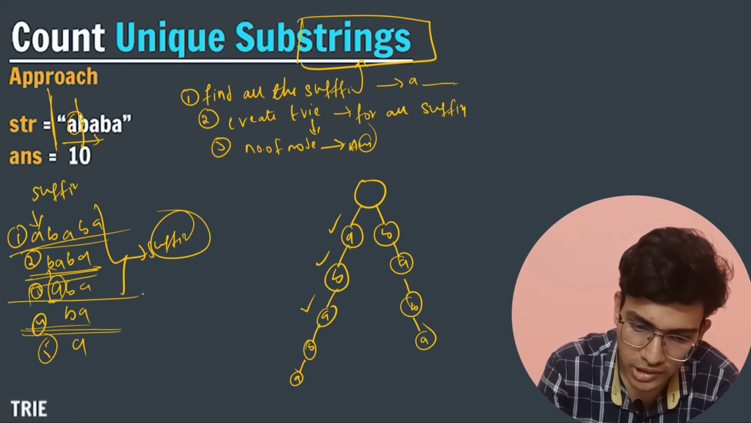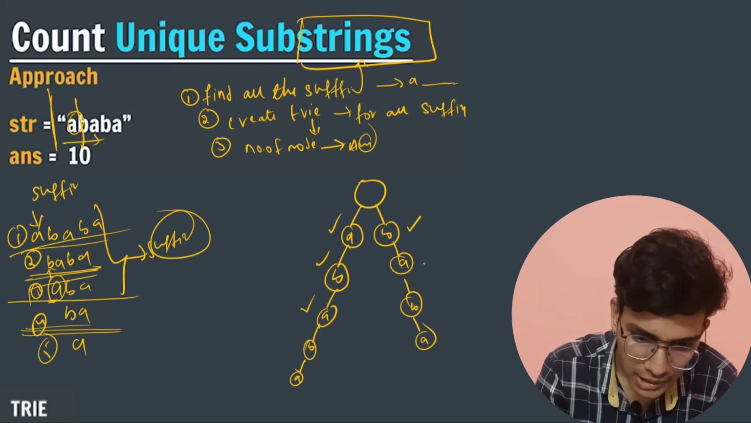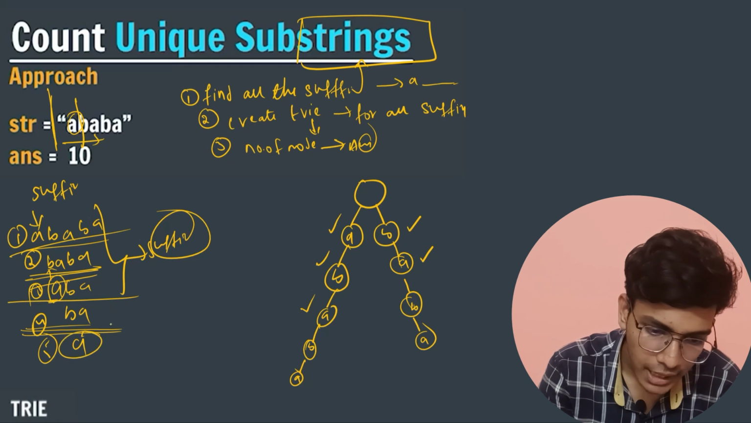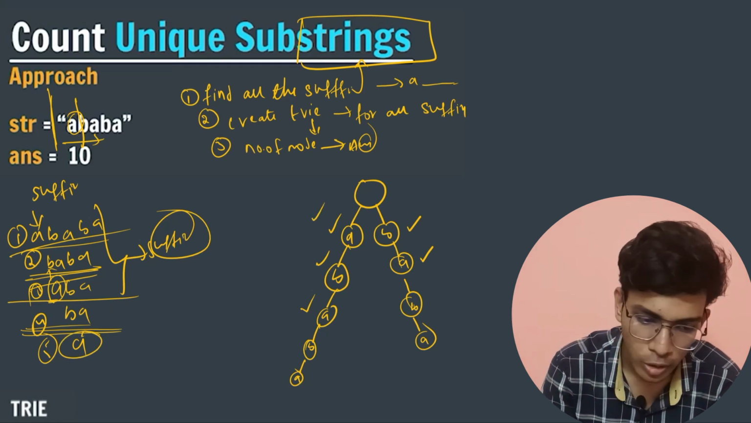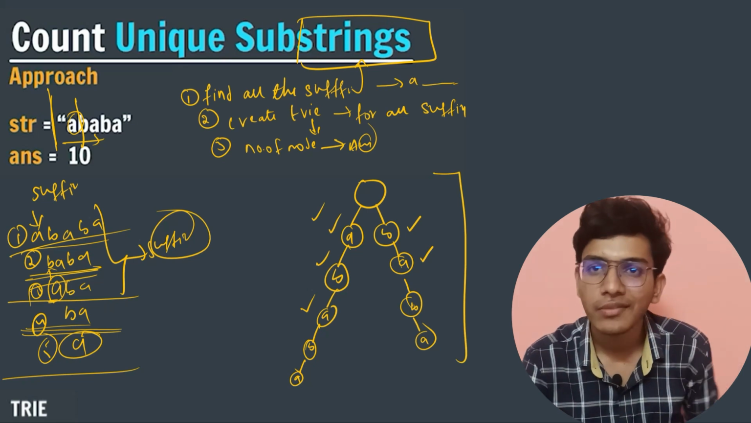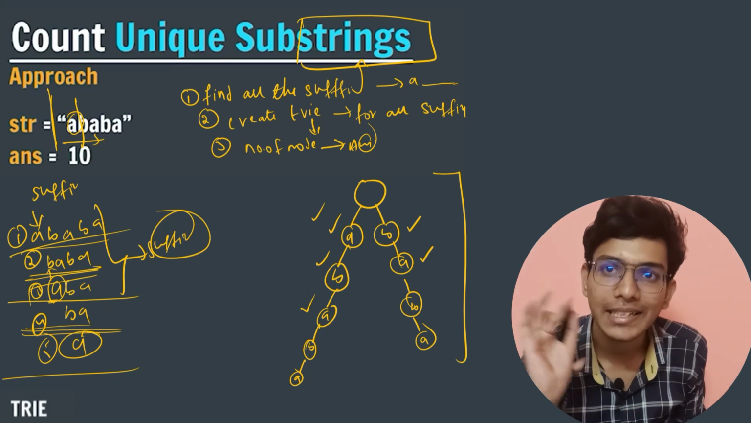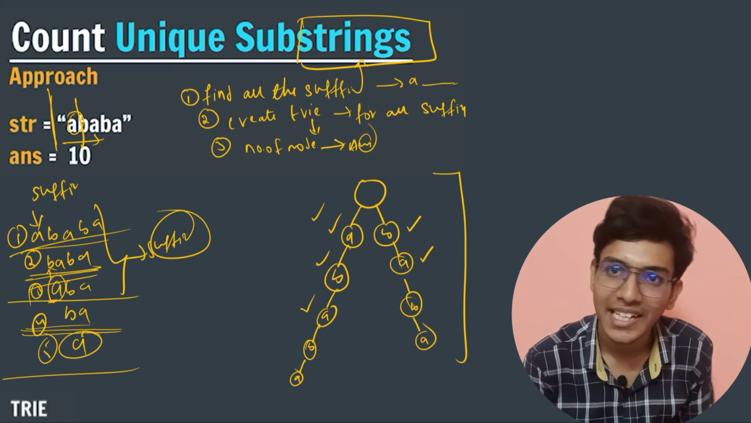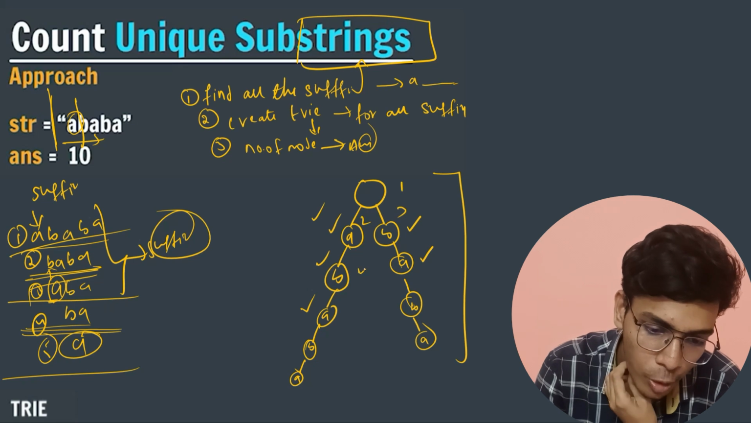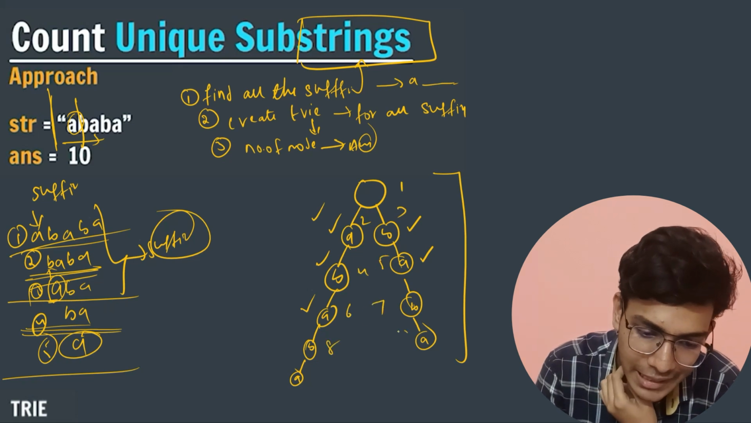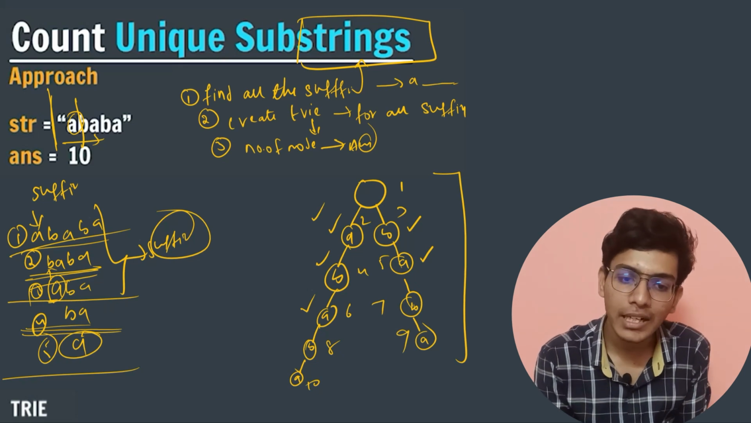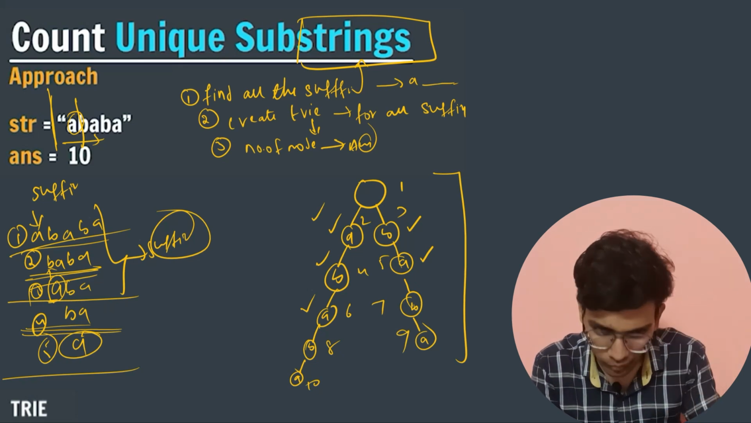Now for the fourth string, the first character is B. After that the second character is A, already existing. No need to add again. Now the fifth character A is already existing. No need to add again. Now after creating your trie, give the total number of nodes which you have, and that will become the total number of unique substrings. That's all. So here how many nodes? 1, 2, 3, 4, 5, 6, 7, 8, 9, 10, and that is your answer, right? So this is how we calculate the overall unique substrings.